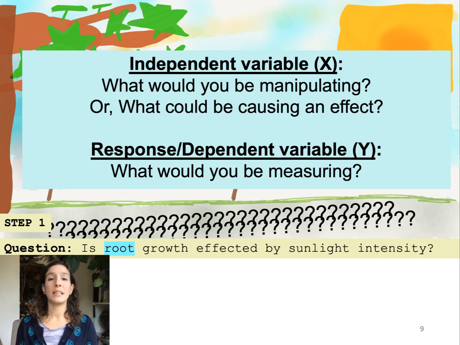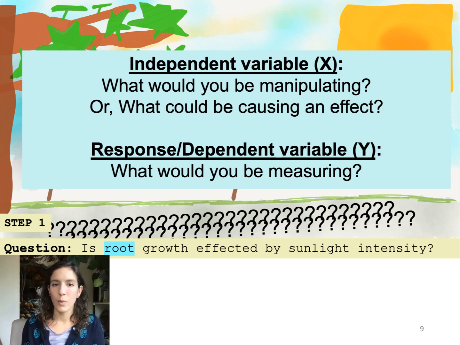There are always at least 2 variables associated with any solid experiment. You've got an independent variable. This is what you would be manipulating or what is causing an effect. And so, I'm wondering, is the shade sort of causing an effect here? And then the response, the other variable in my situation here, is the response variable, which is also known as the dependent variable. And this is, what would I be measuring? Or what is actually different because of my independent variable?